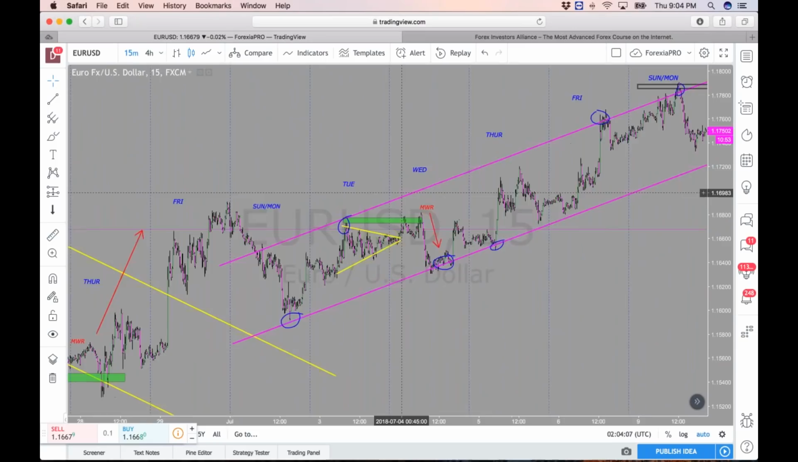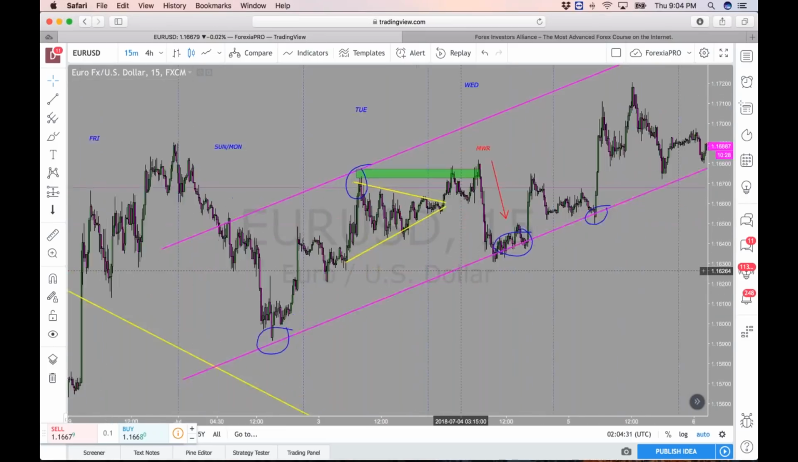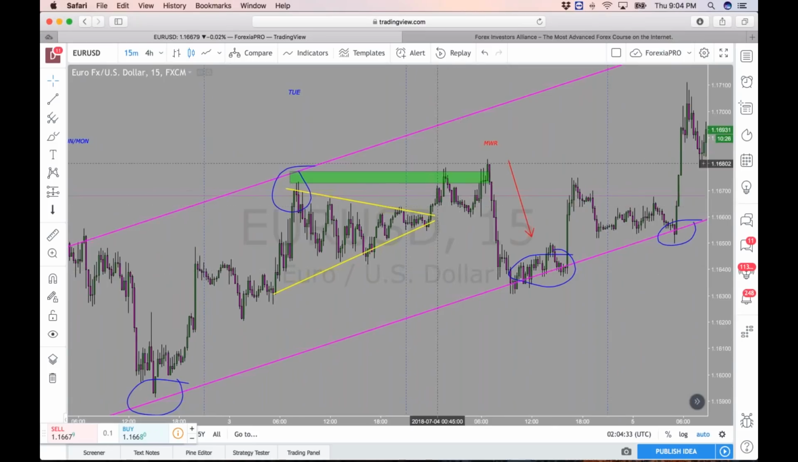So, with these reversals, all right, the goal of these reversals is to catch 50 to 200 pips with a 10 to 15 pip stop loss, right? This is how we trade the midweek reversal and the Tuesday reversal. We look for a spike or an M formation off of the high or the low of the previous day.